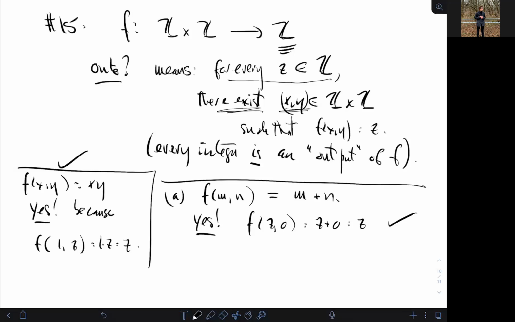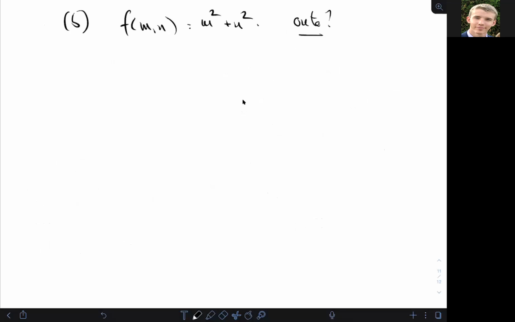Okay. Thank you. So let's try B. And actually B here you'll see is related to your question. It might clarify. So here the function is f of m, n equals m squared plus n squared. Is this function onto? This one wouldn't be because you can get the negative numbers. Exactly. So here you see the sum of squares.